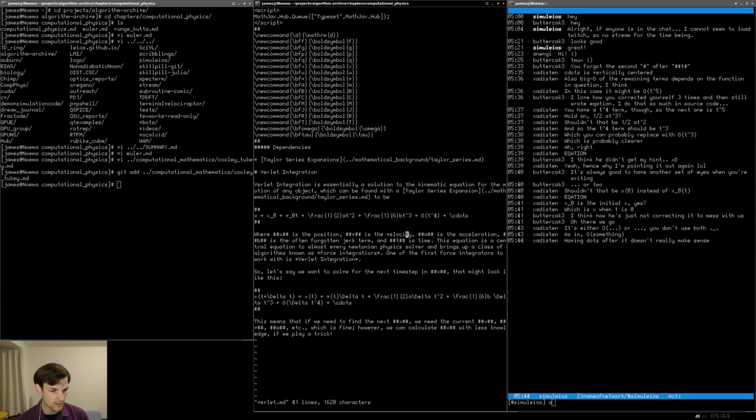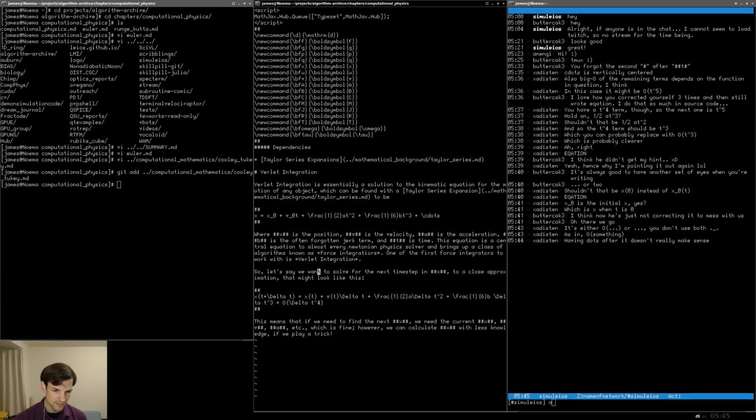Okay, wait. Having the dots up here makes sense. So how about we keep the dots up here, and then we move down here and we say frac of 1/6. Yeah, then we just do this. And we say, next time step, so let's say we can solve, and we say to a close approximation. That might look like this. There we go.